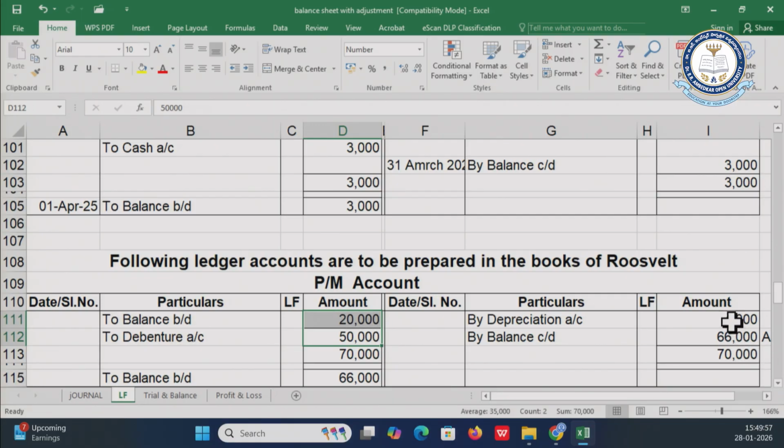You are calculating only on 20,000, which is 4,000. 20% of 20,000, 4,000. Look at this. Our rule is drop the same amount on both the sides. When you deduct the 4,000, the balancing figure is 66,000. That is the carried down balance. That's the net worth of the plant and machinery.